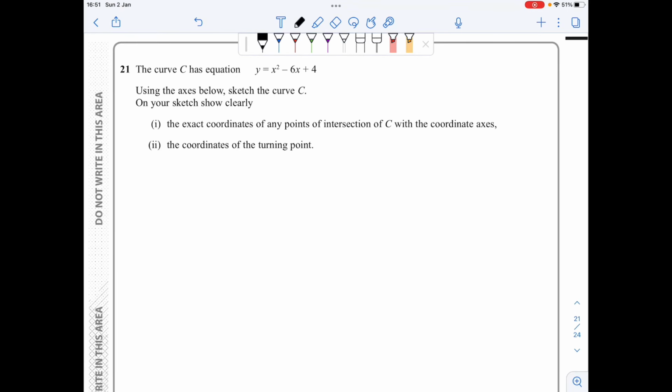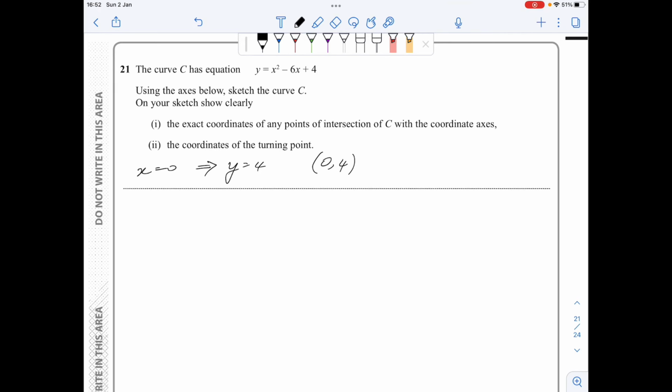In question 21, I need to sketch this quadratic curve. Now I know there's a minimum point because it's a positive quadratic. Now to find the coordinates where the curve intersects the axis, I will start by setting x is 0. And if I substitute x is 0 into this equation, I'm going to get y is equal to 4. So the y-intercept is (0, 4).